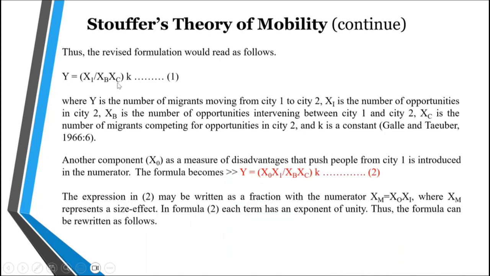So you add another x, the third x here. So we have x1, x2 and x3, right? Then later on, he introduced another one, that is the push factor or disadvantage factor, then the x0. So we have four x here.